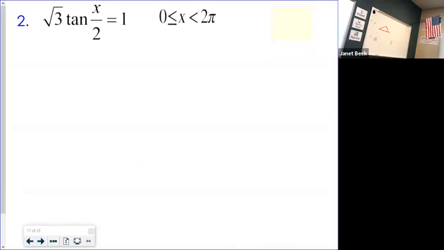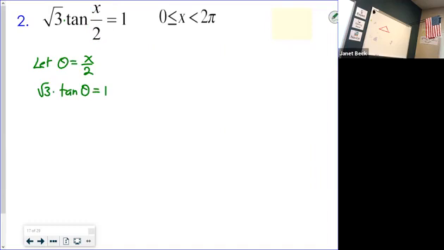So what we've got here is the square root of 3 times the tangent of a half angle. We don't want this. Let theta equal x over 2. So what we're looking at here is the square root of 3 times the tangent of theta. That makes it look like an easier problem.